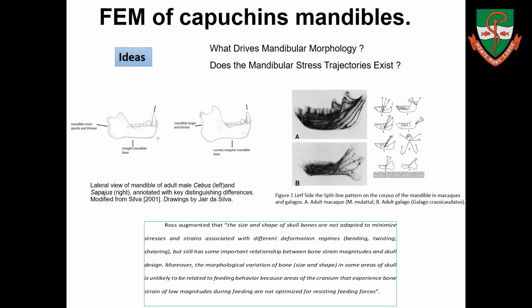And the variations of bone size and shape in some areas, like if you look at the finite element model, we can see that we have a lot of information there. It is likely related to feeding behavior, because some areas of the cranium experience bone strain of low magnitudes during feeding and are not adapted to resist feeding force. So I think this is a good point to think about.